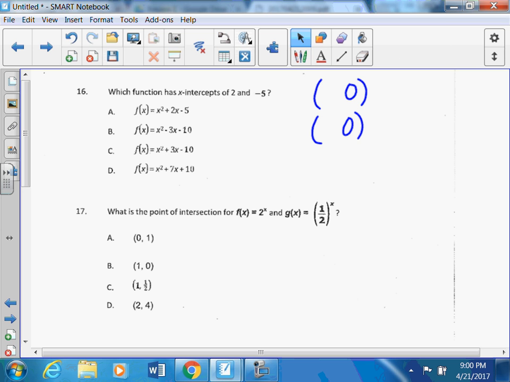Okay, so how do you find the x-intercept? Plug 0 in for y. So you're looking for this right here. Okay, so we're going to plug 0 in for y.